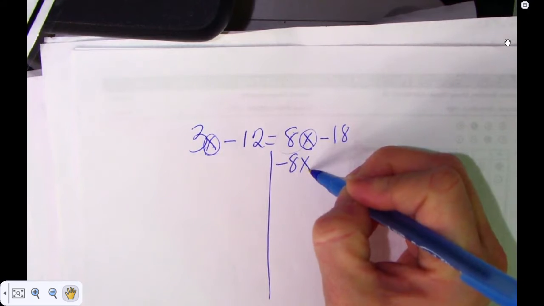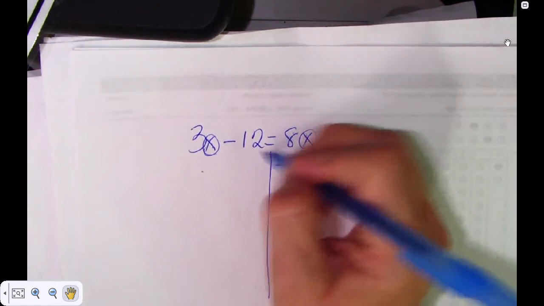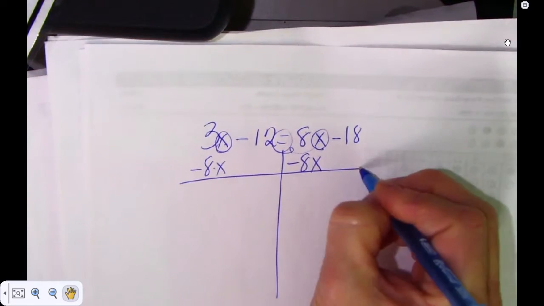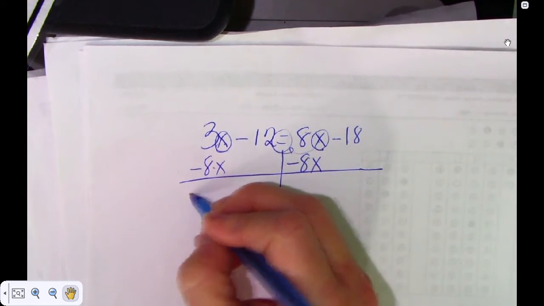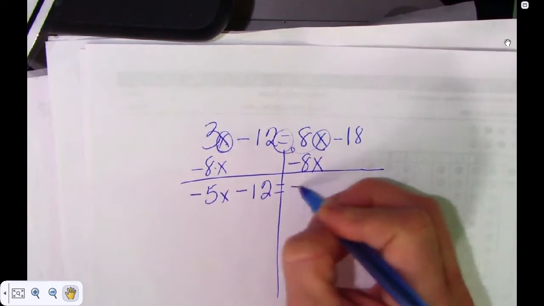I had somebody say this morning, well, do I have to do that over there? Well, yes. To keep that equal, guys, you've got to do the same thing on both sides. So I'm going to subtract 8x there. So I'm going to get what? Negative 5x minus 12 equals negative 18.